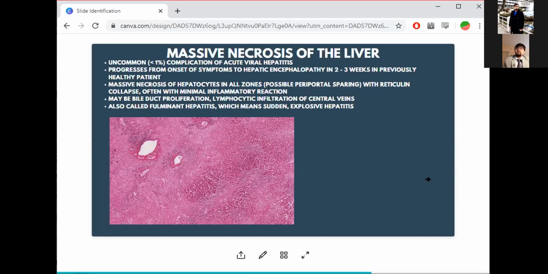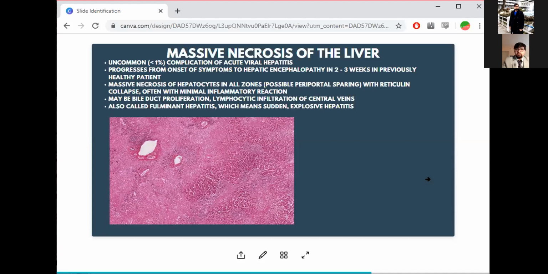Now, it can be caused by a lot of things. It can be caused by infections. It can be caused by portal vein blockage. It could be because of cirrhosis. It is not always known what causes fulminant hepatitis, right? But most commonly, it is a complication of acute viral hepatitis.